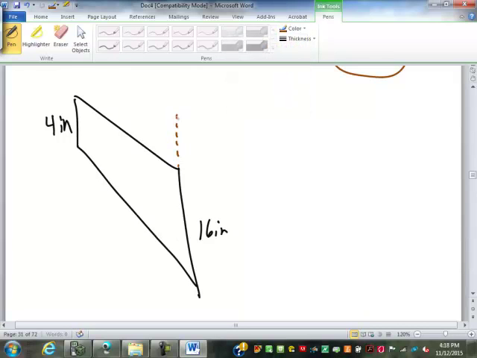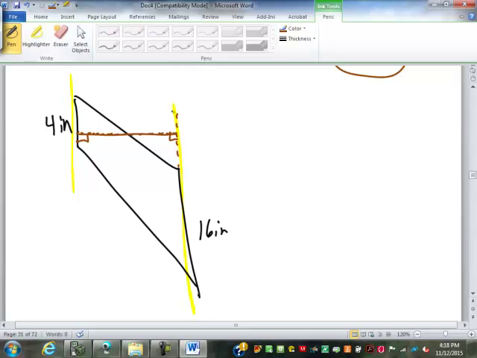Sometimes we run into something like this. The bases don't even line up on each other. Now this is side to side. The height of this is still this brown line here. The bases don't have to be top and bottom. They just have to be the two sides that are parallel. And the 4 and the 16 inches are parallel.